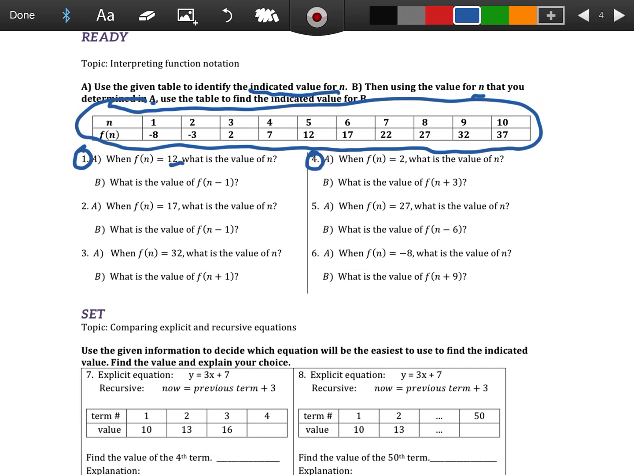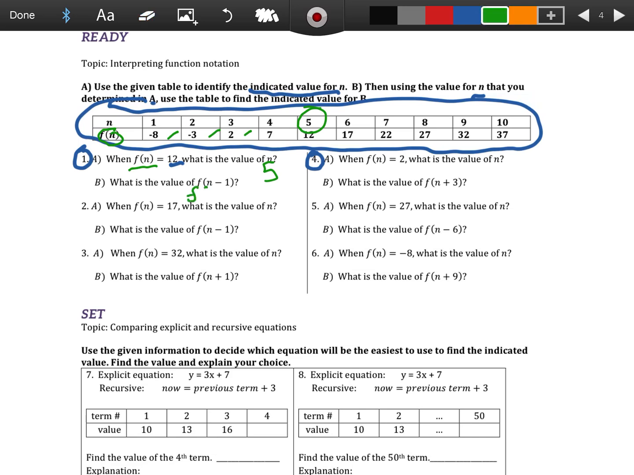All right, so this is saying that when f of n equals 12, what is the value of n? Do you see any 12s in the table here? Well, I know that it's claiming when f of n equals 12, so I would only be looking at this bottom part here. And I know it's not this, not that, not that, not that. And I see here we have 12. So what's the n value when f of n equals 12? Hopefully you're saying 5. So we know that's 5 for n.